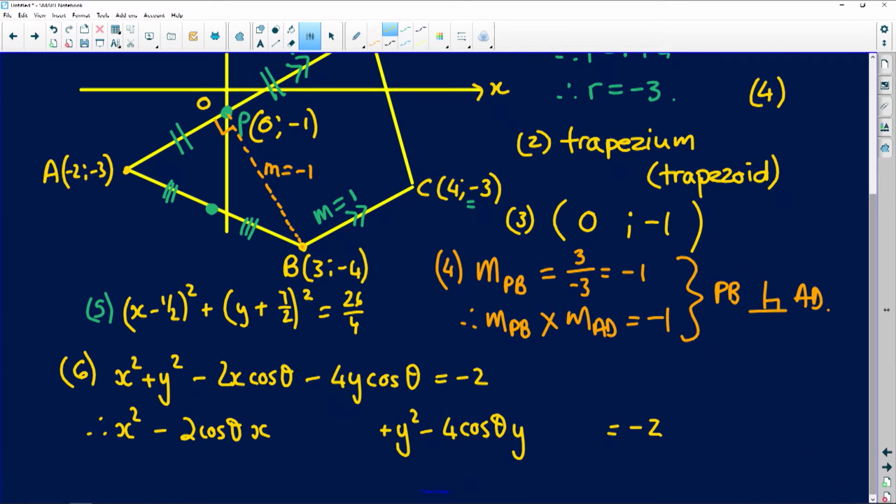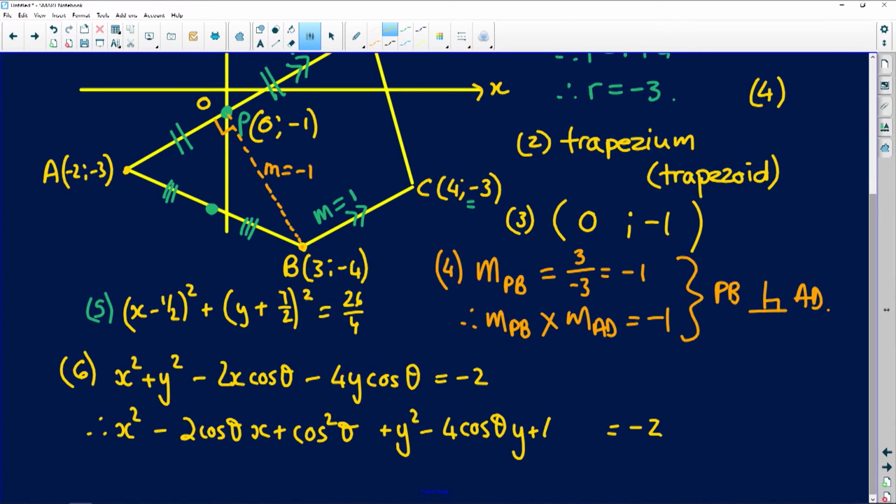Now remember, how do I complete the square? I take the coefficient of the middle term, in this case x or y, I halve it and I square it and I add it to both sides. So if I take 2 cos theta and I halve it, I have cos theta left and I'm going to square that, cos squared theta. The same on the other side. I halve 4 cos theta. If I halve it, it's 2 cos theta. If I square that, it gives me 4 cosine squared theta.